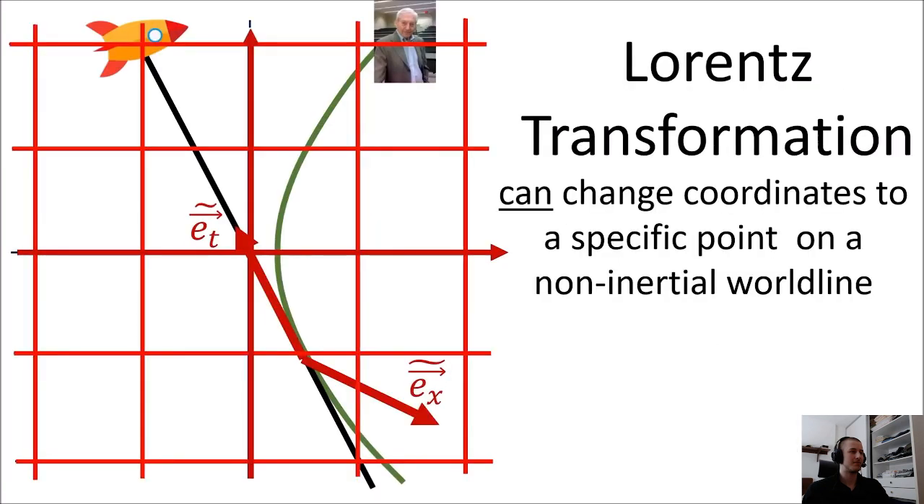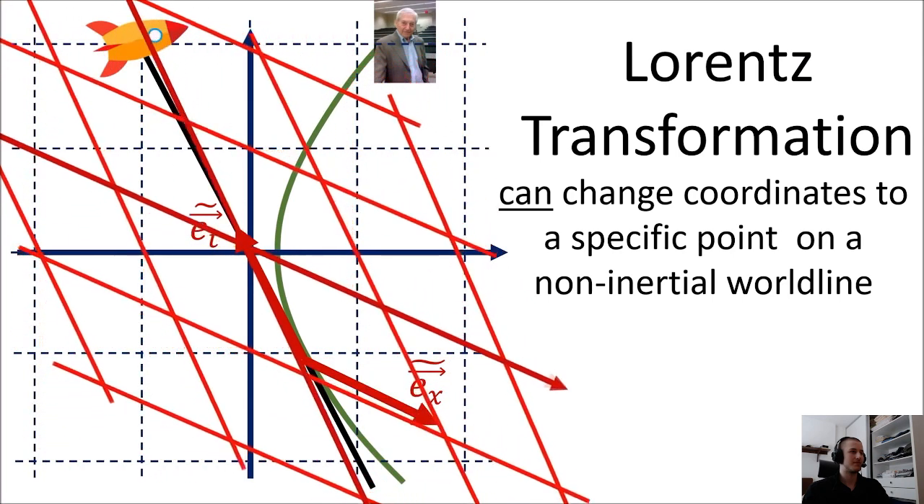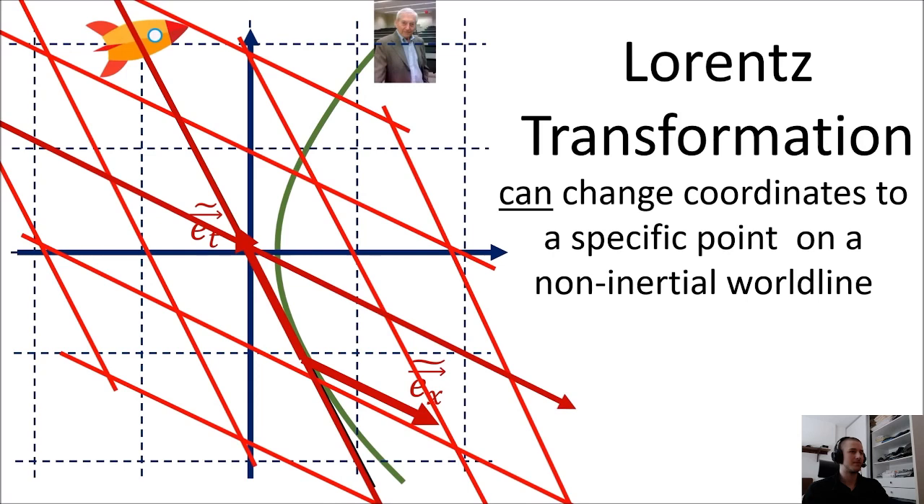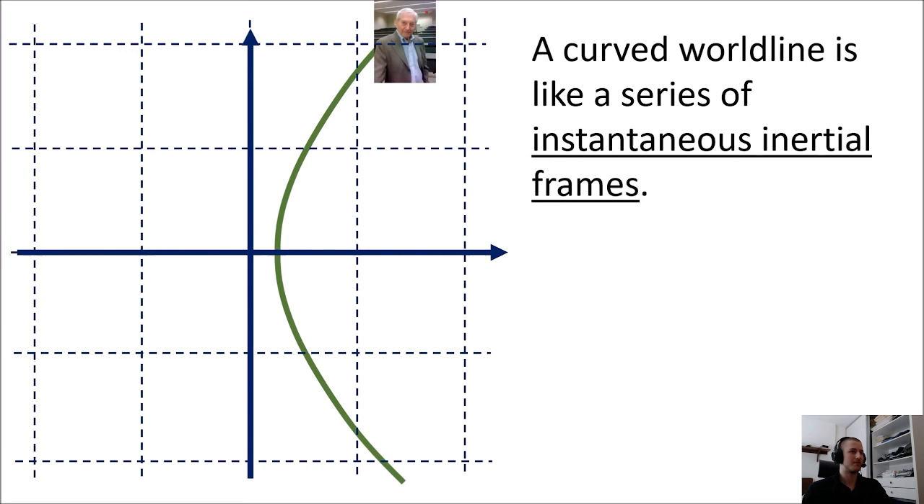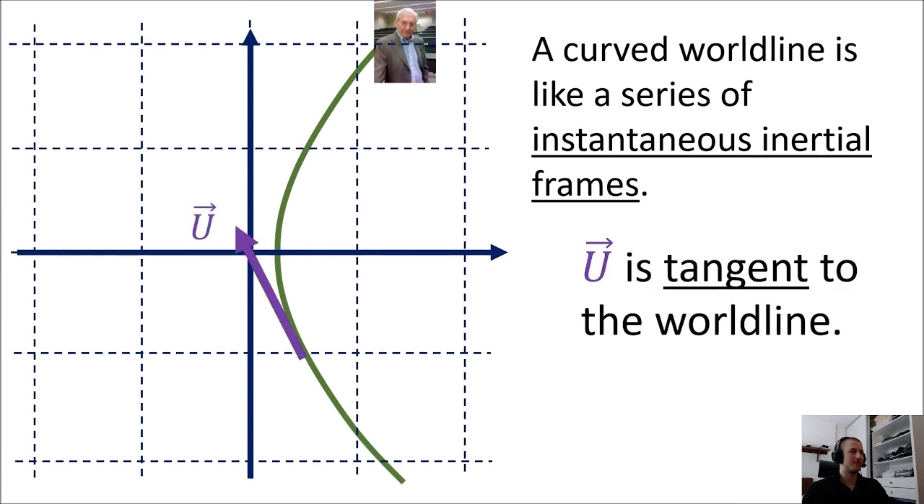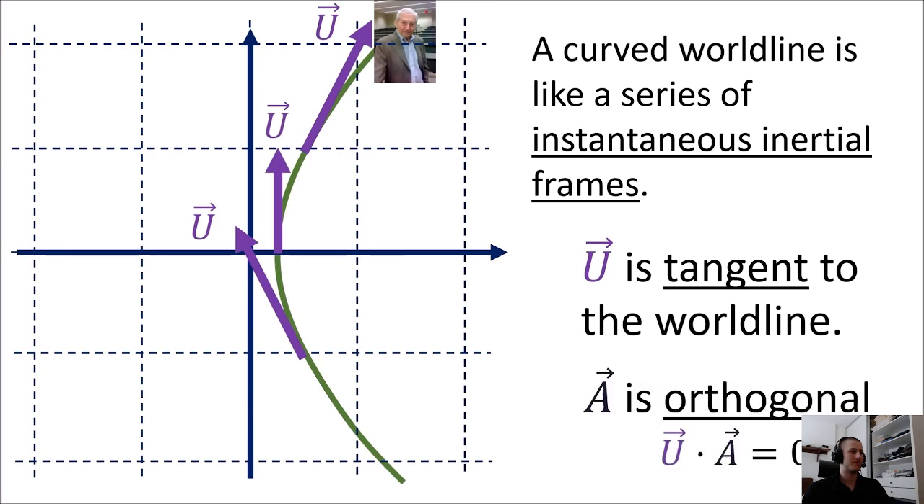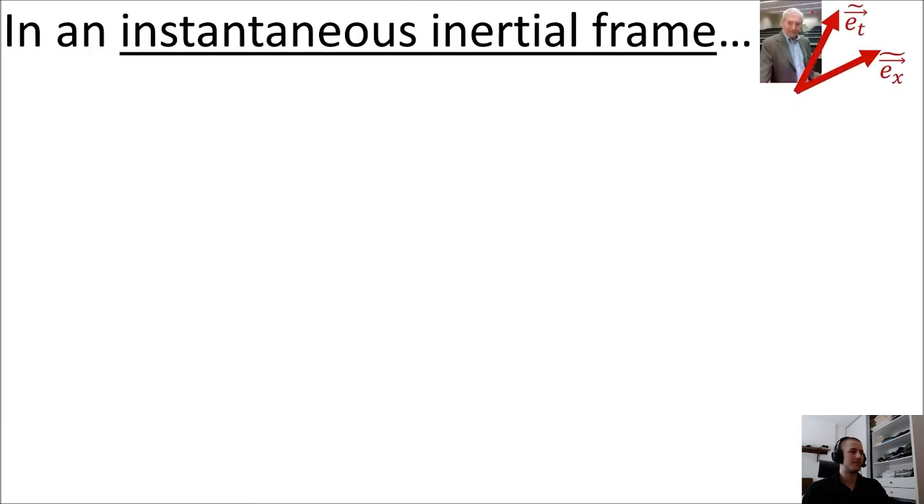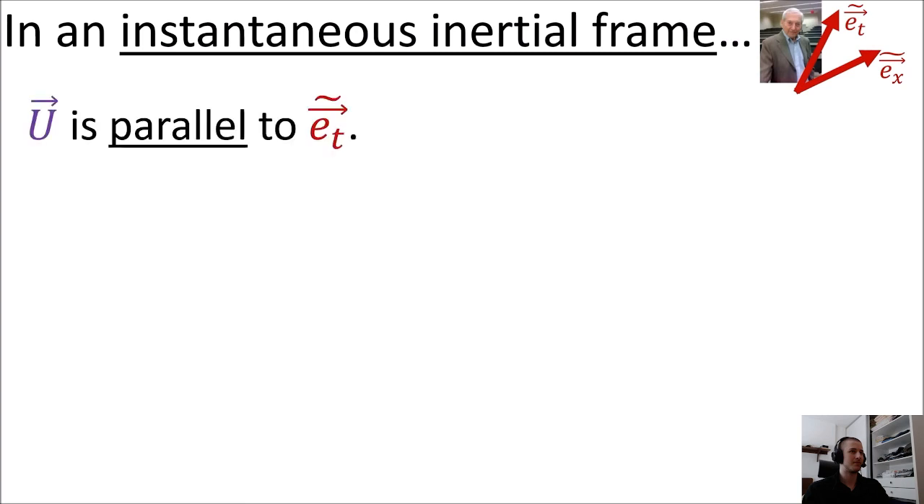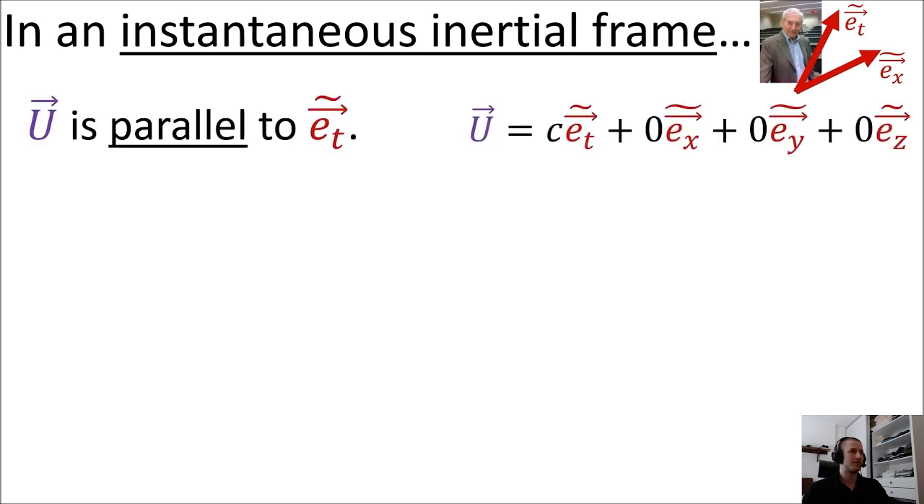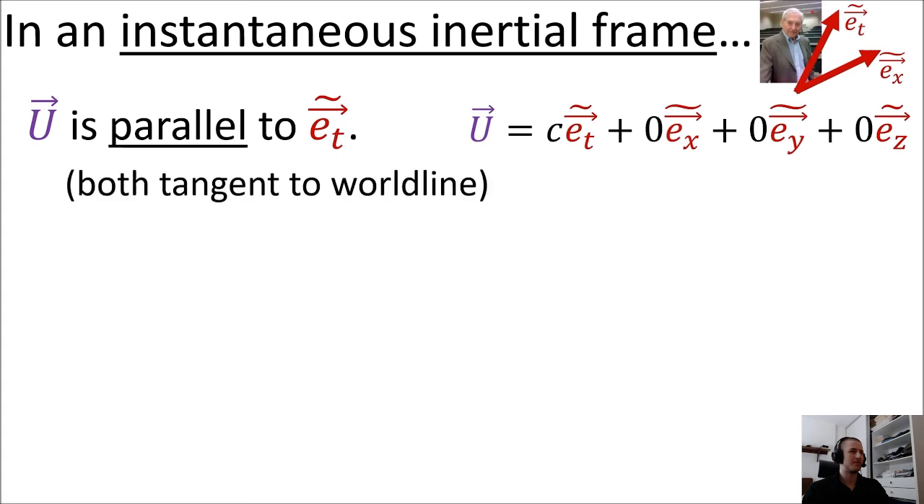So while we can't find a Lorentz transformation that works for Rindler's entire world line, we can find a Lorentz transformation that brings us to an instantaneous inertial frame at any given point along his curved world line. Also, by definition, the 4 velocity vector is tangent to a curved world line at any given point, because it must match the direction of the world line of an inertial observer. And as we've shown, the 4 acceleration vector is always orthogonal to the 4 velocity. So this means that in an instantaneous inertial frame, the 4 velocity u is always parallel to the time basis vector, because they are both tangent to the curved world line.